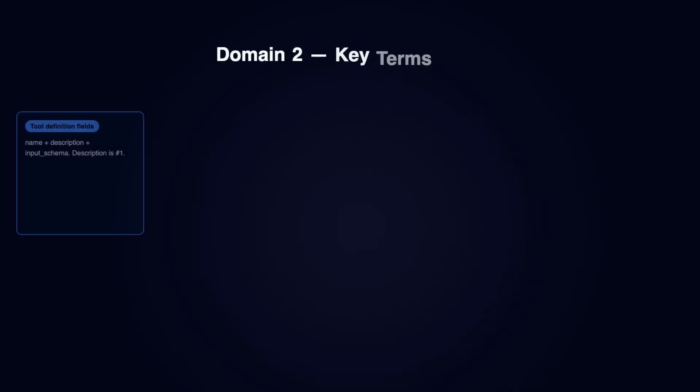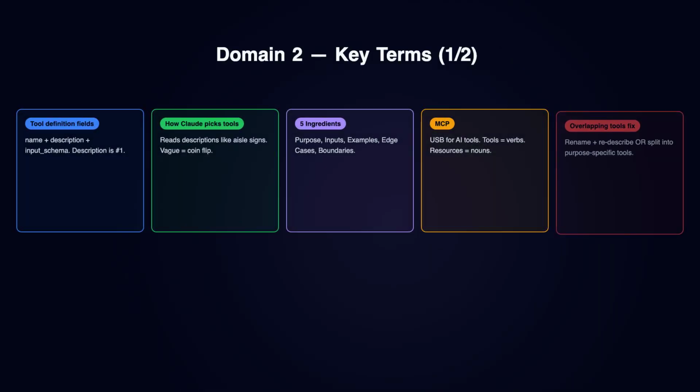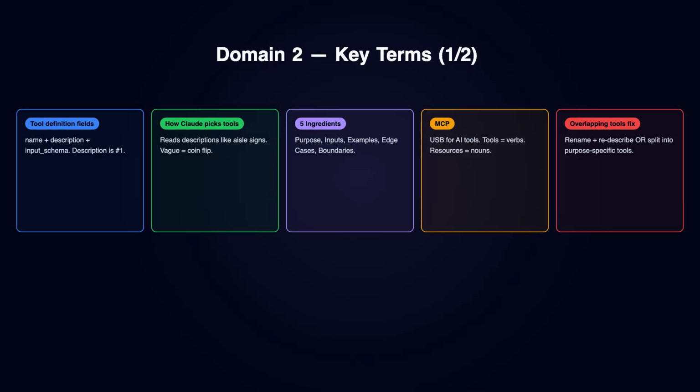Let's recap the key terms for Domain 2. Tool definition fields: name, description, input schema. Description is king. How Claude picks: it reads descriptions like aisle signs, vague means wrong picks. 5 ingredients: purpose, inputs, examples, edge cases, boundaries. MCP, the USB for AI: tools are actions, resources are browsable catalogs. Overlapping tools fix: rename and redescribe, or split into specific tools.